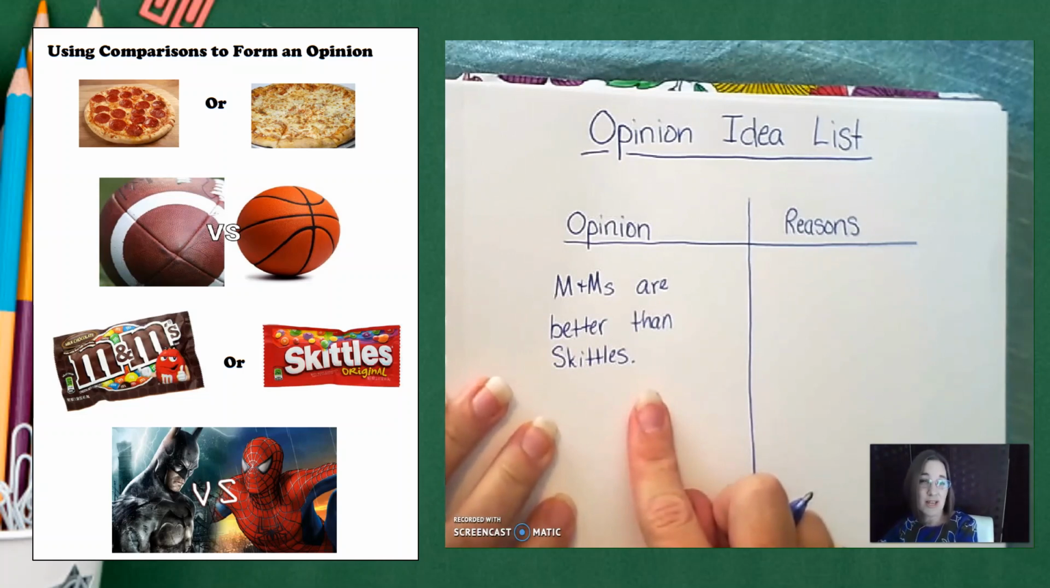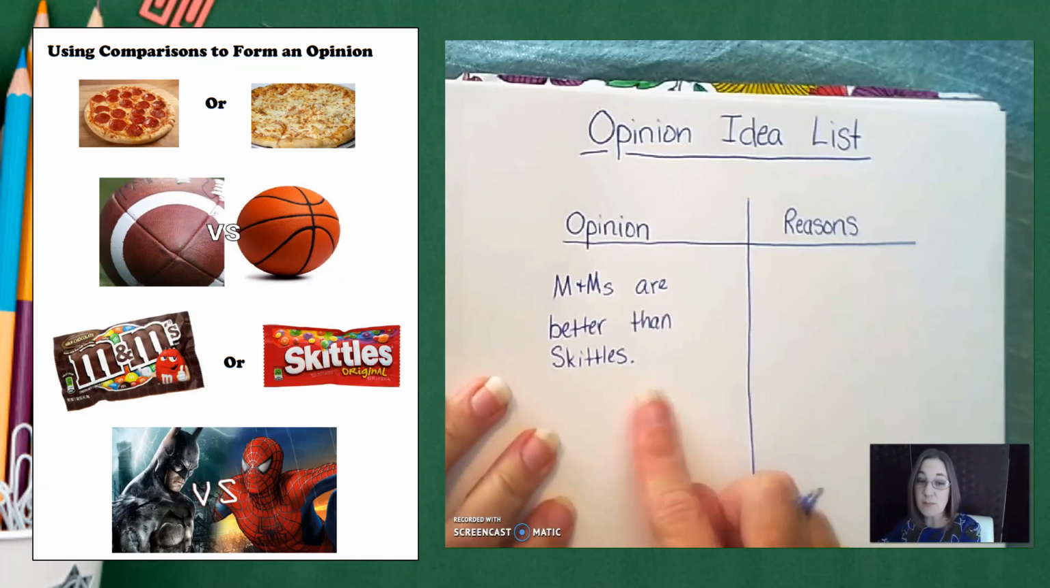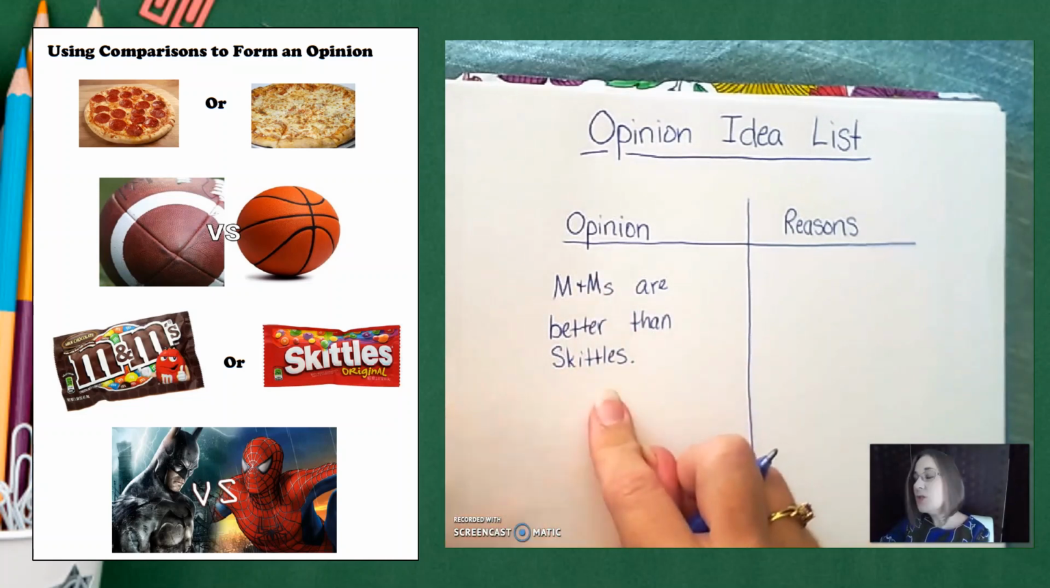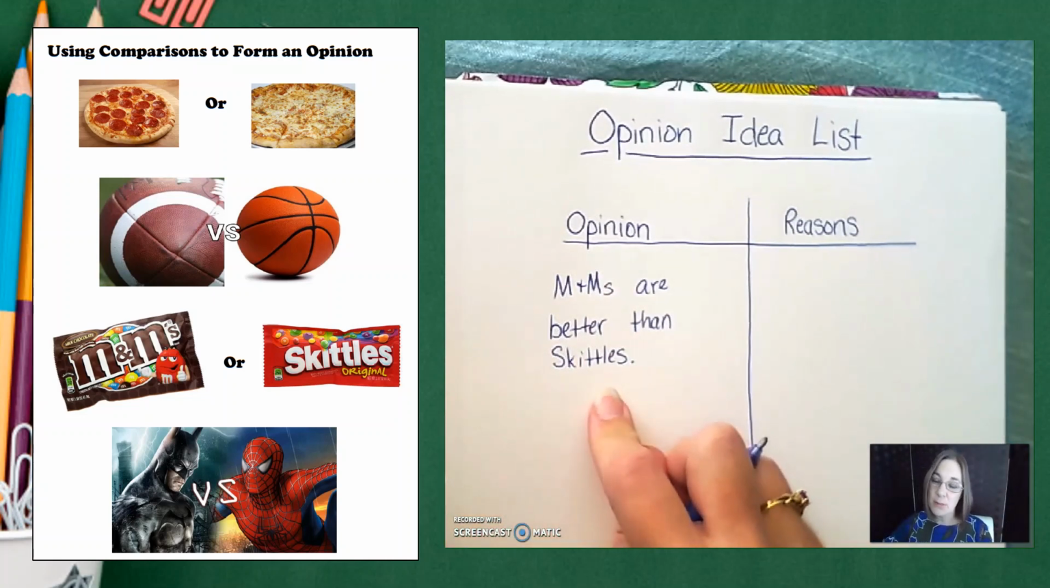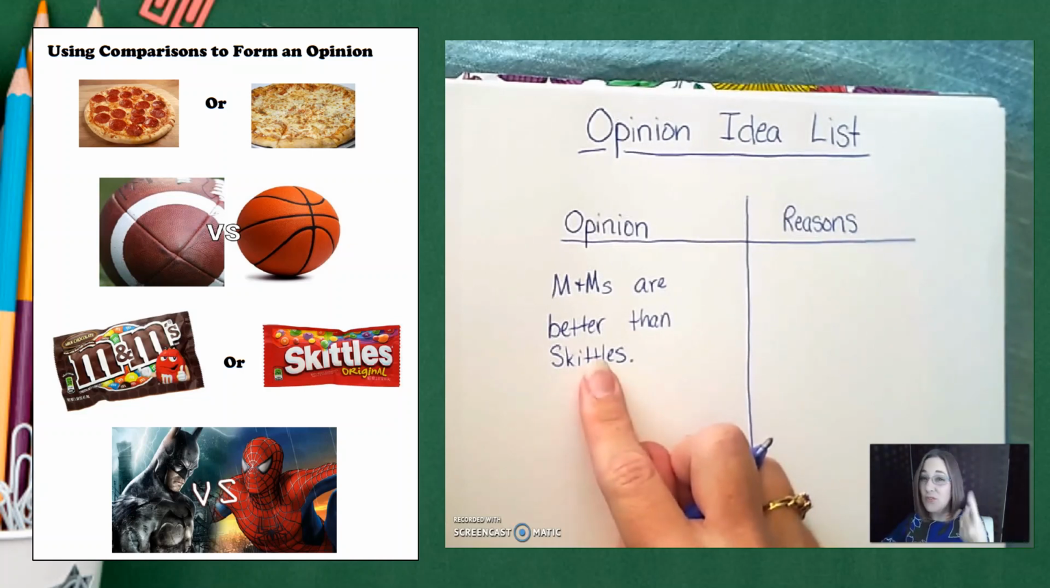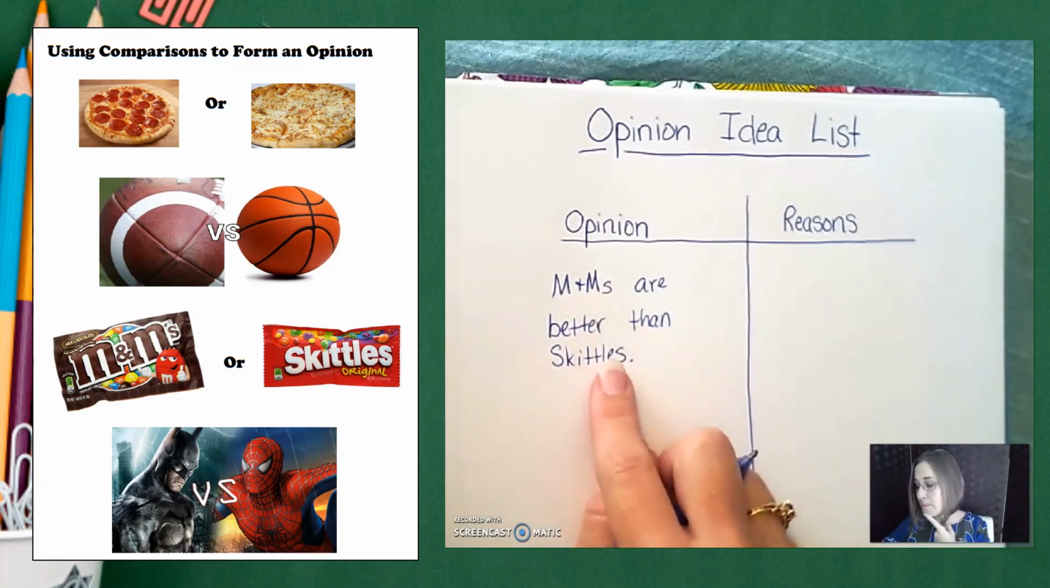But I need to make sure I have several strong reasons that prove or support my point that M&Ms are better. So I need to think, and I'm going to think out loud for just a little bit before I write. So why do I think that M&Ms are better than Skittles? Well, I think that they have delicious chocolate, and Skittles don't have chocolate. So that's my first reason. I think chocolate is really delicious, and so that's what makes M&Ms better.